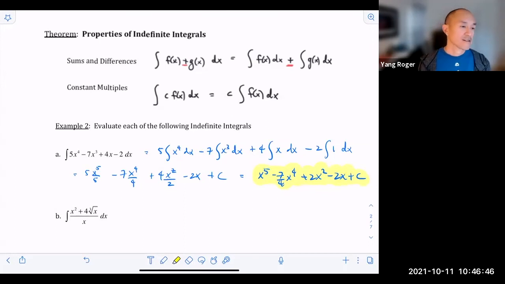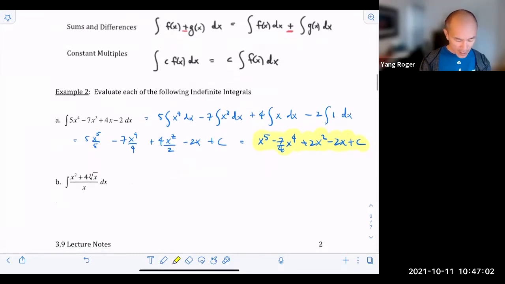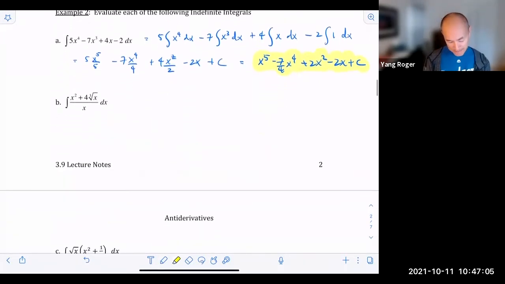Are there any questions about this example here? No questions? All right. I have a question for you guys, actually. If you took a look at B over here, does anyone have any advice for how I should find the antiderivative of this inside piece? Any thoughts? No thoughts.